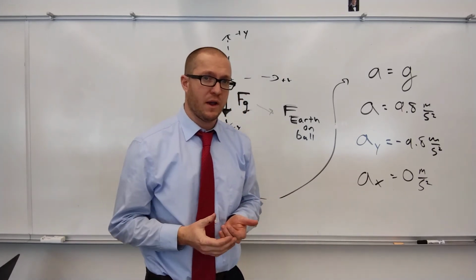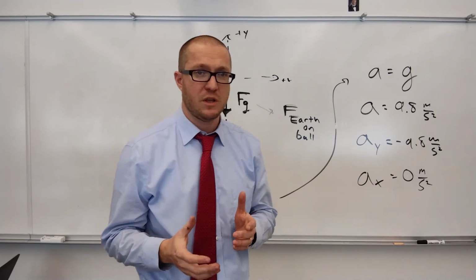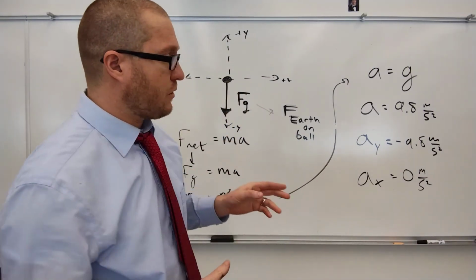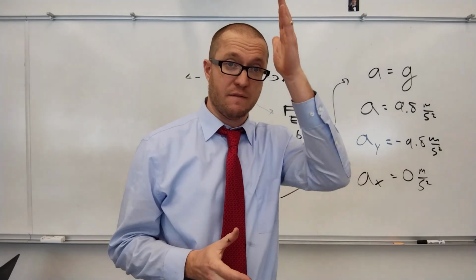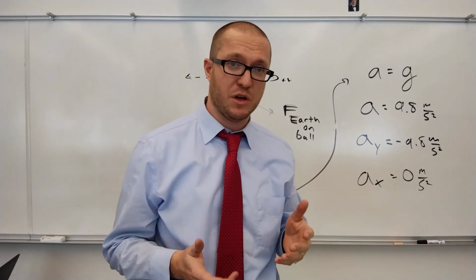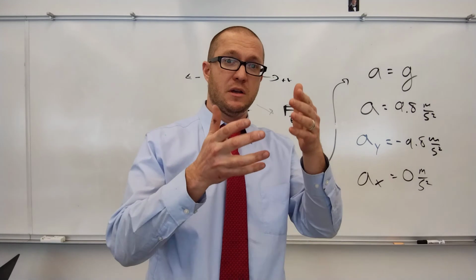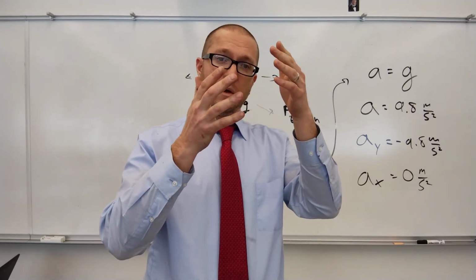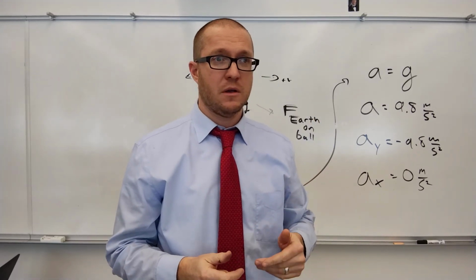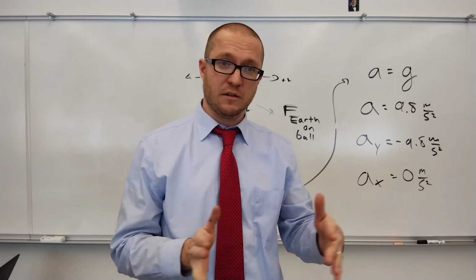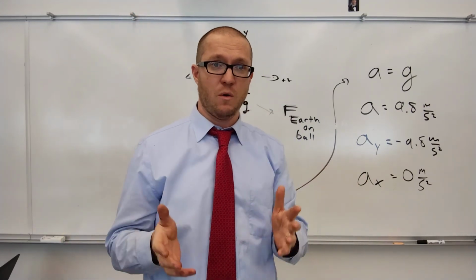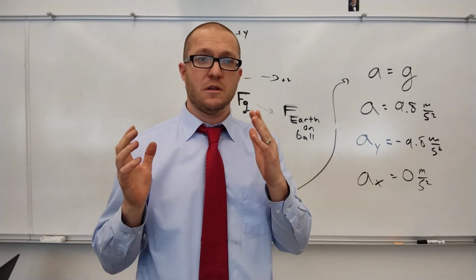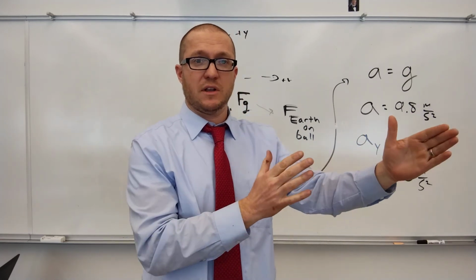And the big takeaway is, again, when you throw something through the air, it accelerates in the y direction, vertically. There's a force acting on it vertically, which causes it to either speed up or slow down. On the way up, it slows down. On the way back down, it speeds up. But in the x direction, the horizontal direction, because there's no force acting horizontally, there's no acceleration. It's a constant velocity motion.